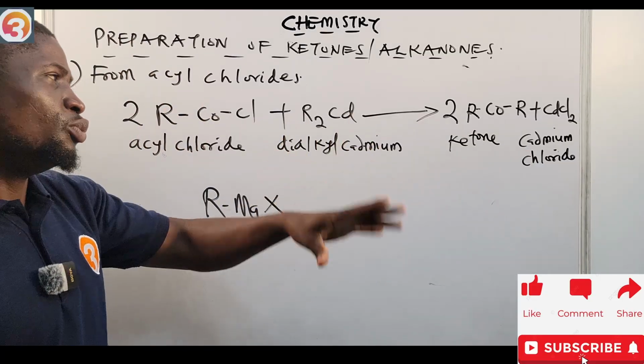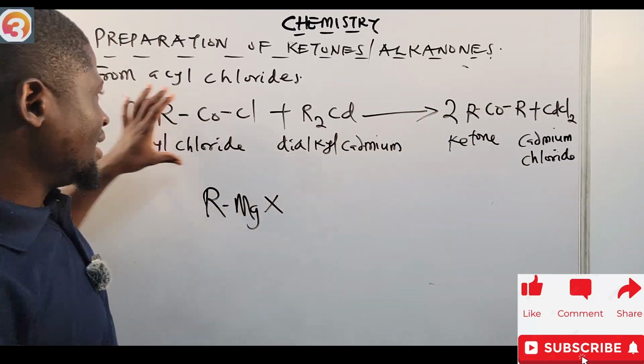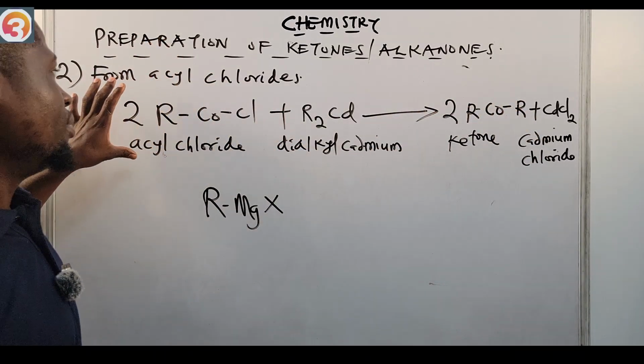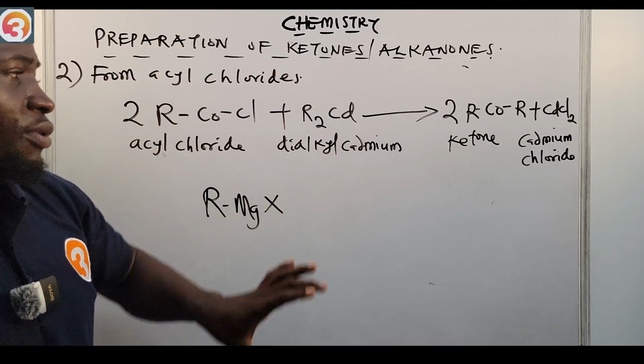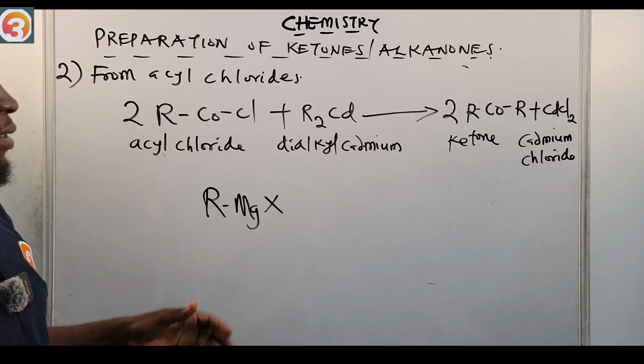But I do not want to bore you with that first part of the reaction. This is the important part: we get a ketone from acyl chloride when we react that acyl chloride with a dialkyl cadmium. So please take note of that.